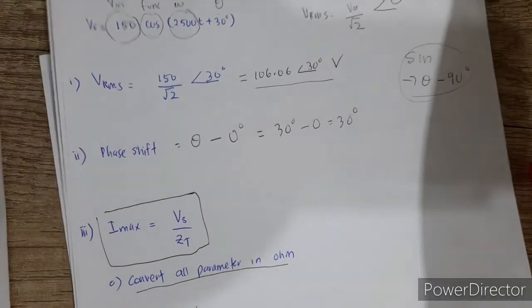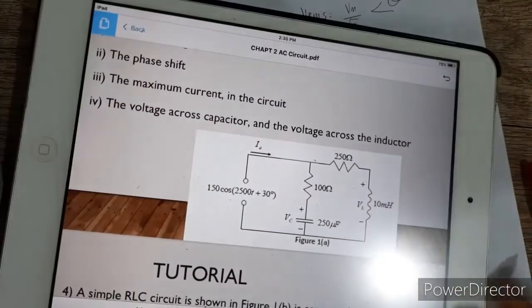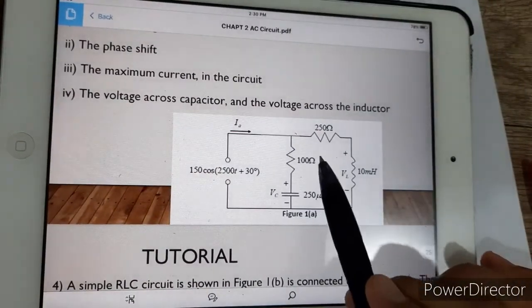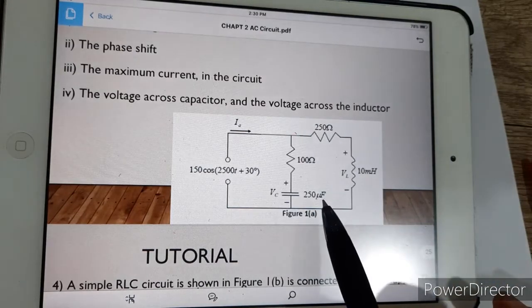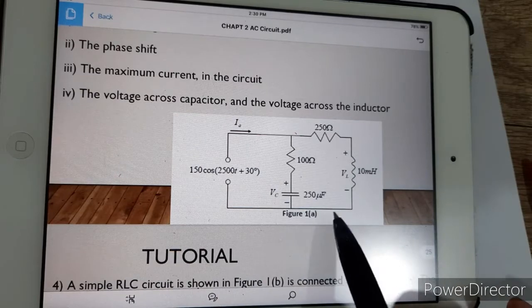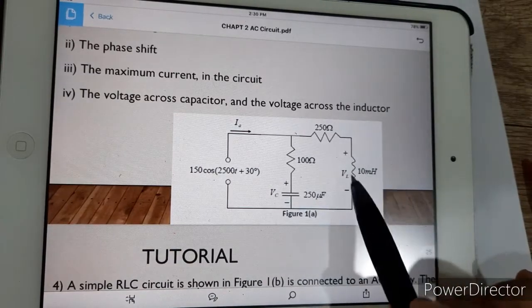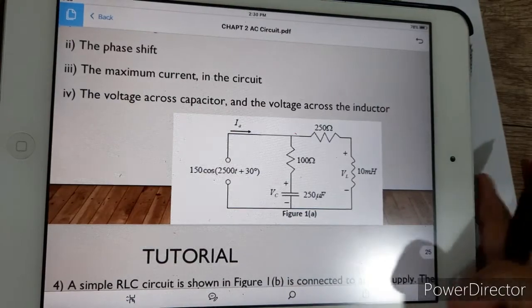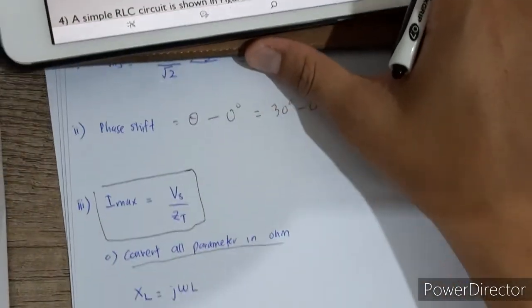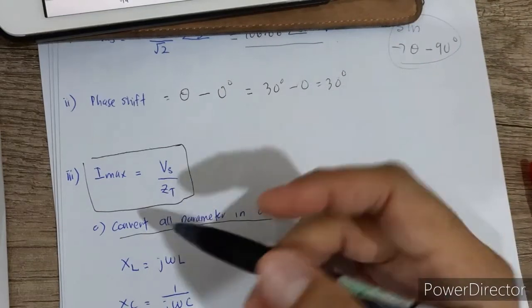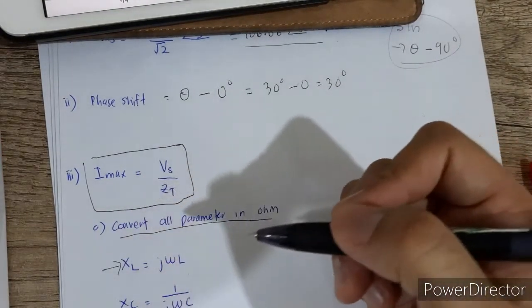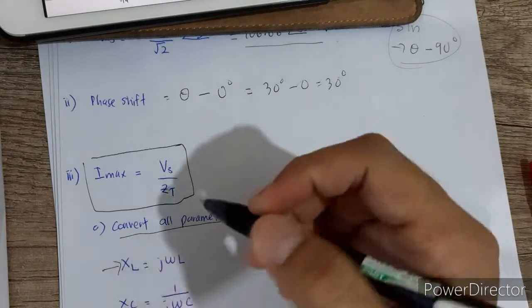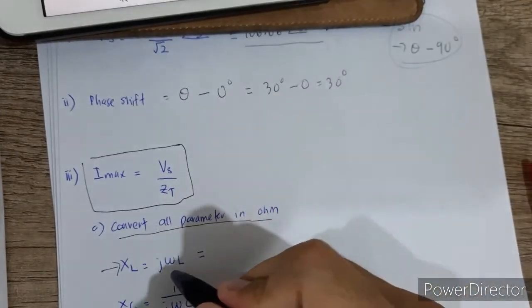Especially the impedance. So this one is already in terms of ohm, so no need to convert, this one also is in ohm. So what we have to convert is the C capacitor, which is in farad, you have to convert in terms of ohm reactance, and then L in henry, so you have to convert in ohm. So do you still remember the formula to determine inductance reactance? The formula is j omega L.